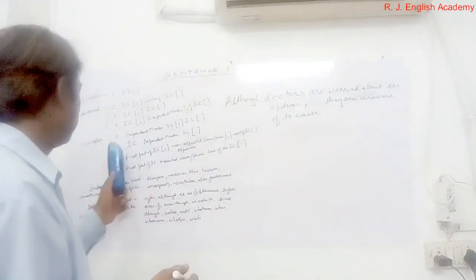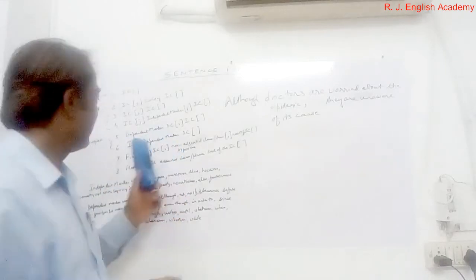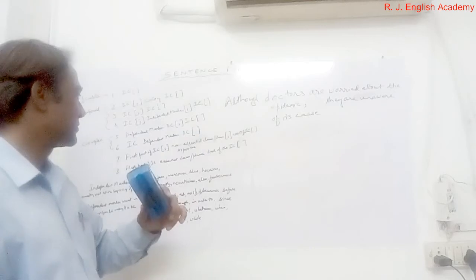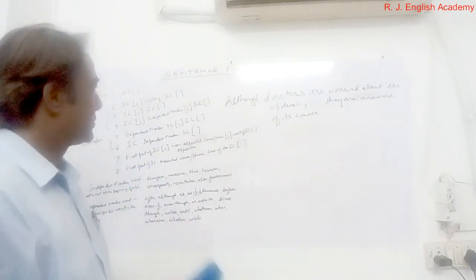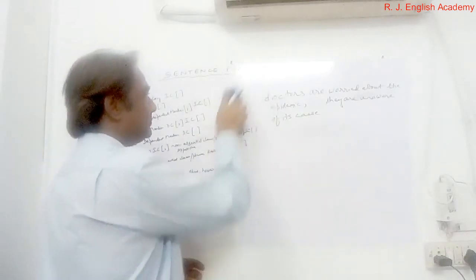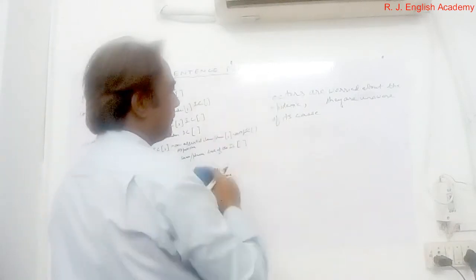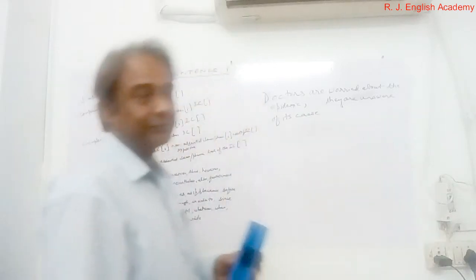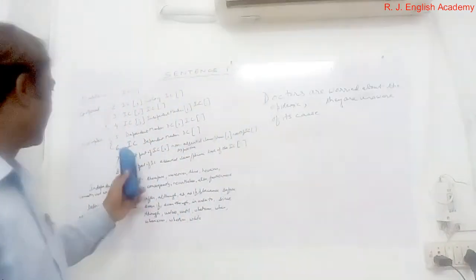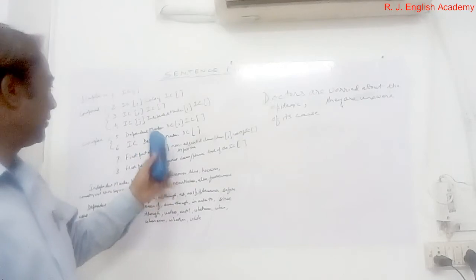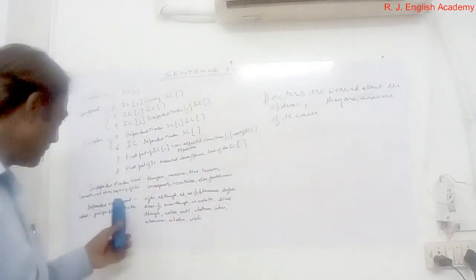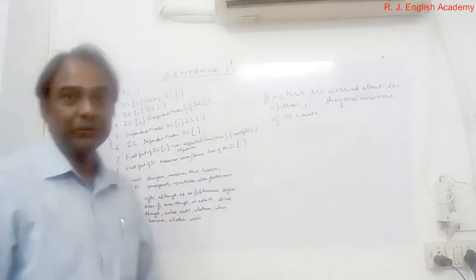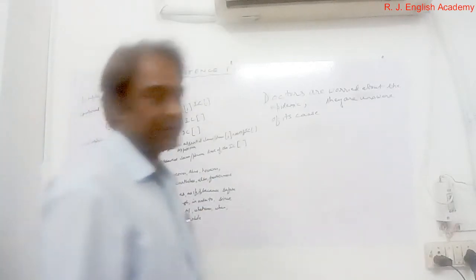Now we come to pattern number 6: independent clause, dependent marker, dependent clause. So, independent clause: doctors are worried about the epidemic. Then the dependent marker. Dependent marker words, clear? Although, after, if, because.